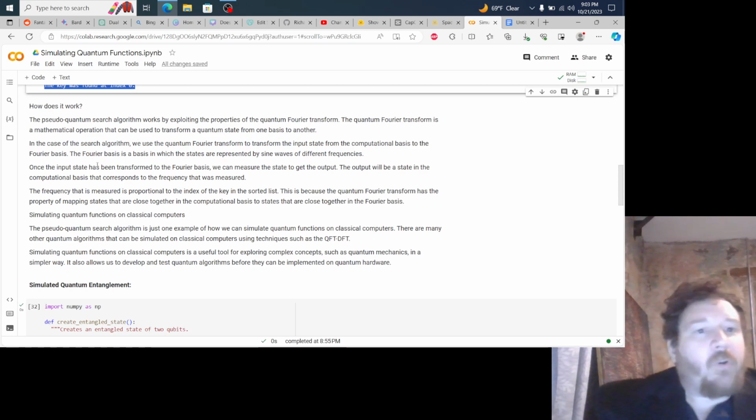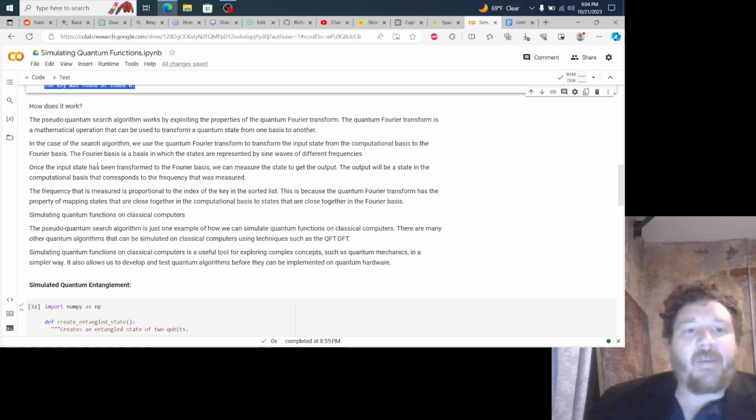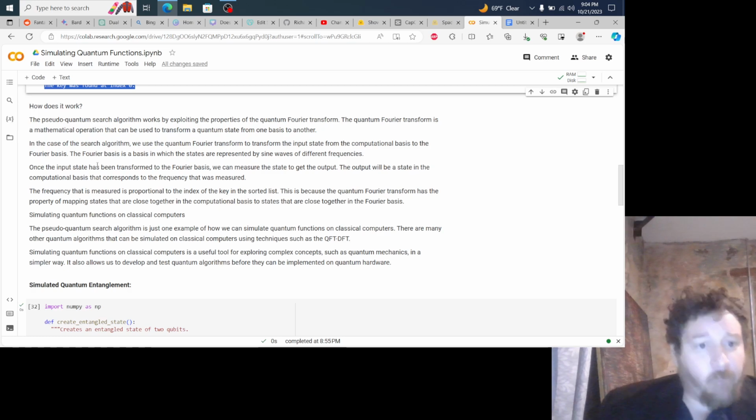The pseudo-quantum search algorithm works by exploiting the properties of the quantum Fourier transform. The quantum Fourier transform is a mathematical operation that can be used to transform a quantum state from one basis to another. In the case of the search algorithm, we use the quantum Fourier transform to transform the input state from the computational basis to the Fourier basis.